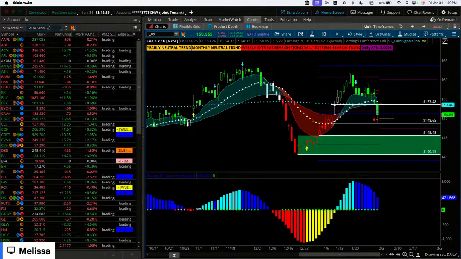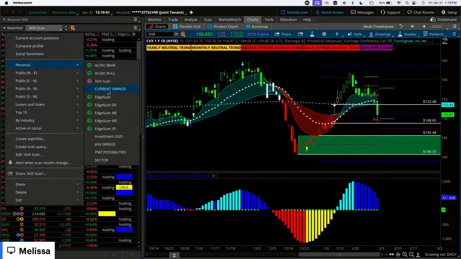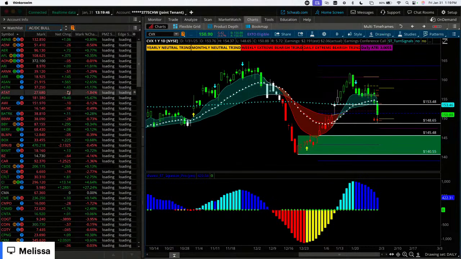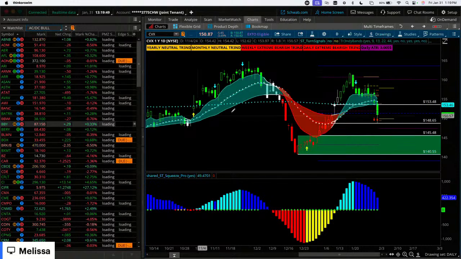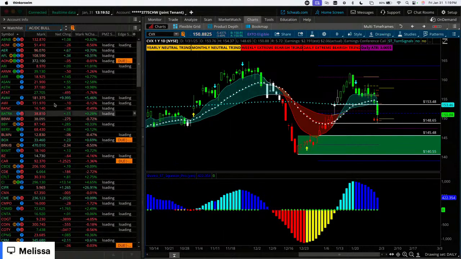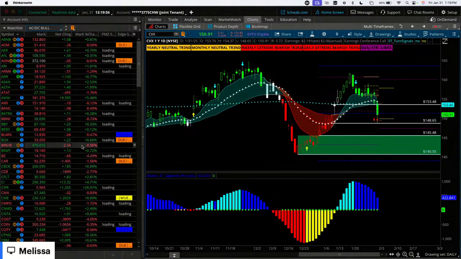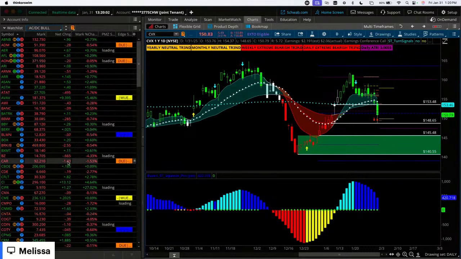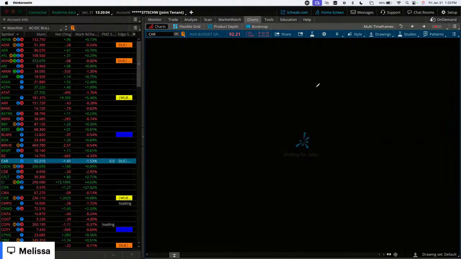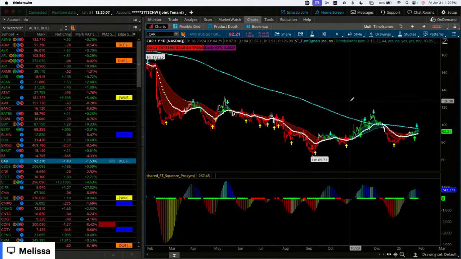But I'm going to show you what I do, which is use this scanner that I purchased over 2 years ago. And I'm going to show you what I am looking for in order for this name to qualify to be on my list. So let's go here to CAR. I have no idea what this is, but I see that it's pulled back today.